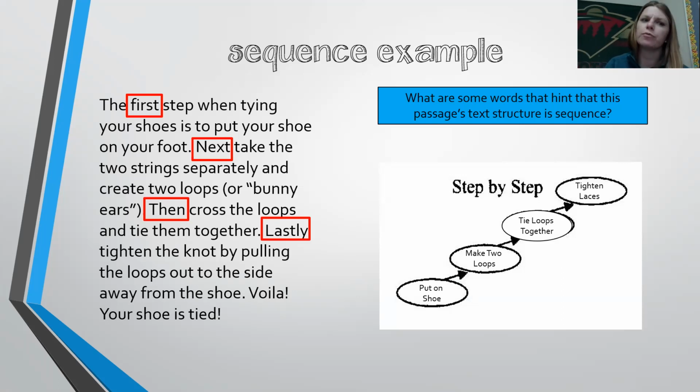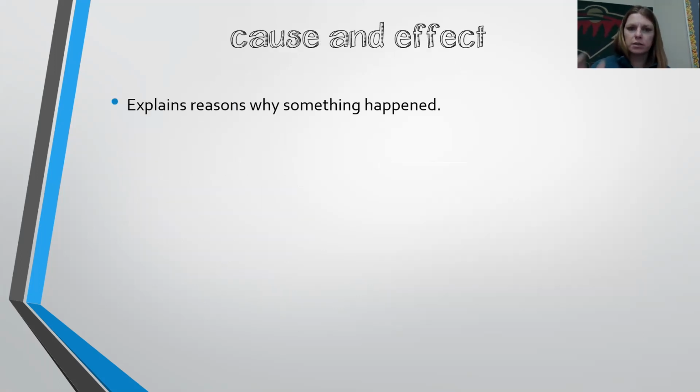Just like a recipe, first mix the dry ingredients together. Then, in a separate bowl, mix the wet ingredients together. Third, combine wet and dry ingredients, mix, and put in oven to bake. Those steps in order. All right, next one is cause and effect.